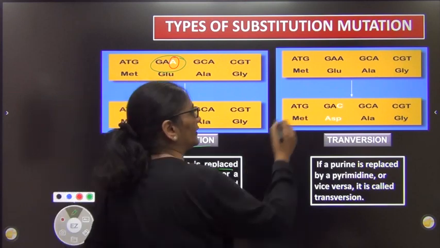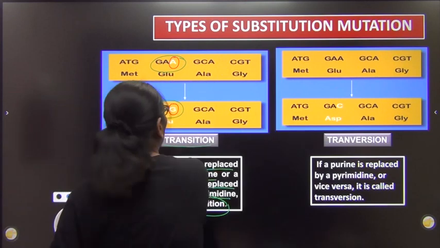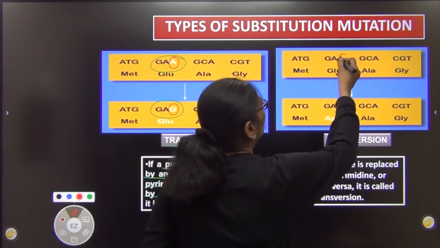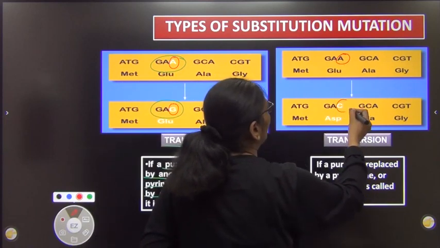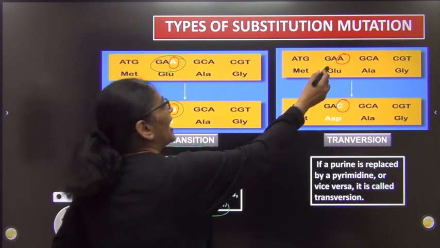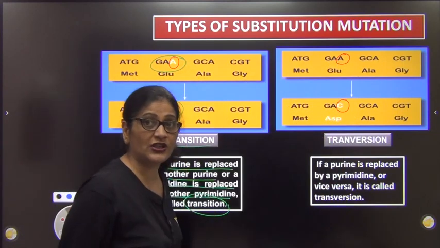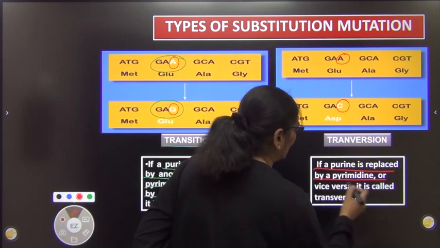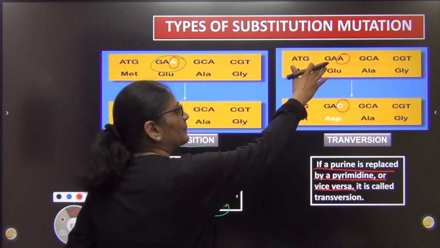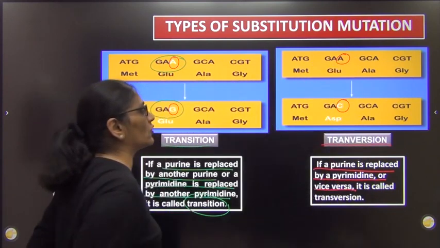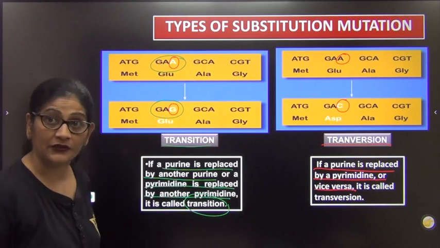But now look at here, if the change is a little different, if you see, the purine has been replaced by a pyrimidine. Adenine has not been replaced by guanine, adenine has been replaced by cytosine, which is a pyrimidine. If a purine is replaced by a pyrimidine or vice versa, that means a pyrimidine by a purine, then this type of substitution mutation is called transversion, right?